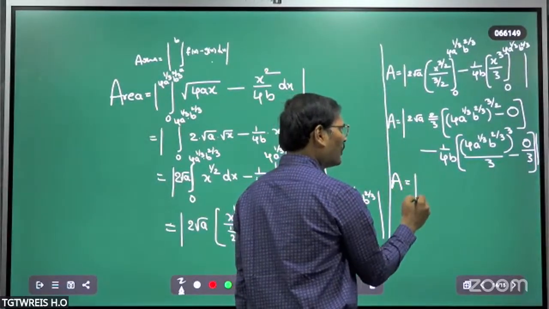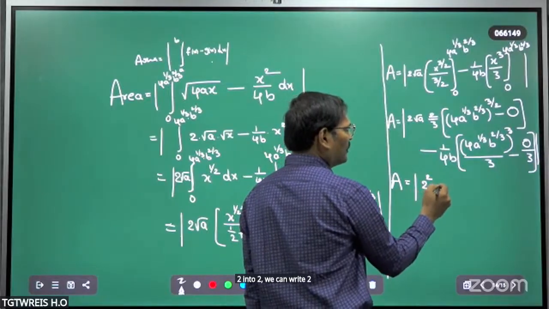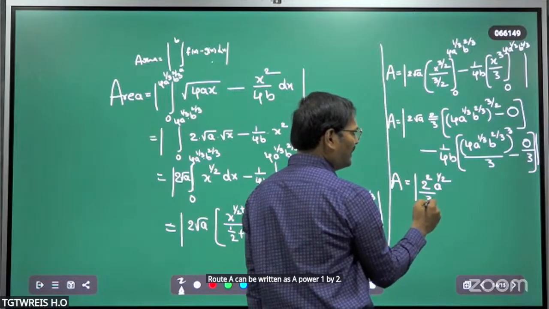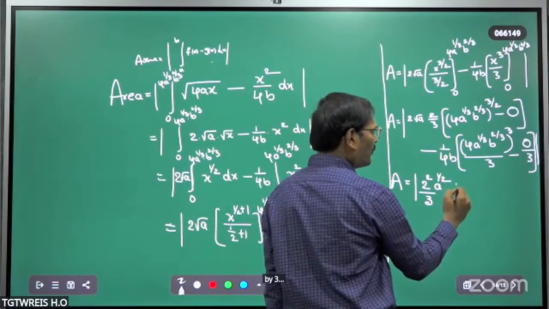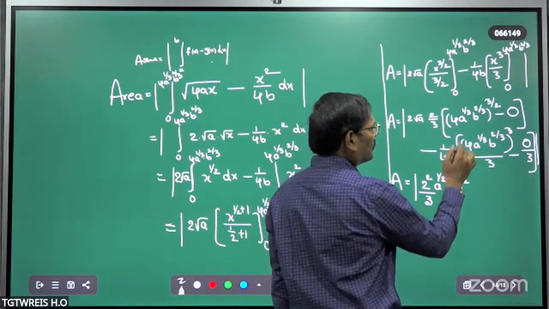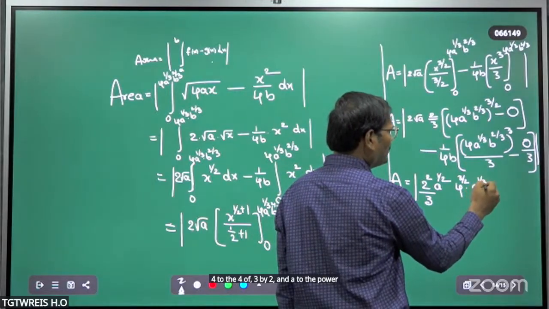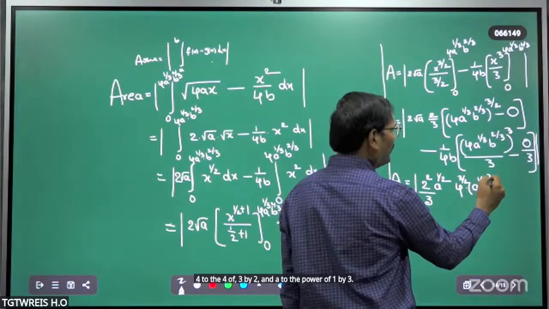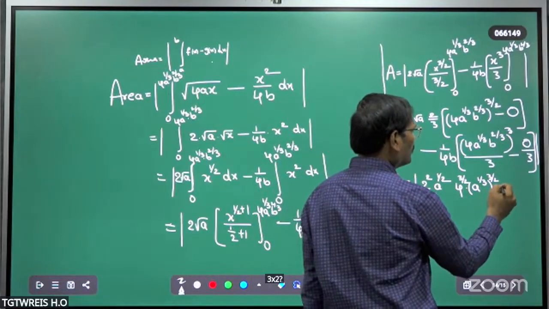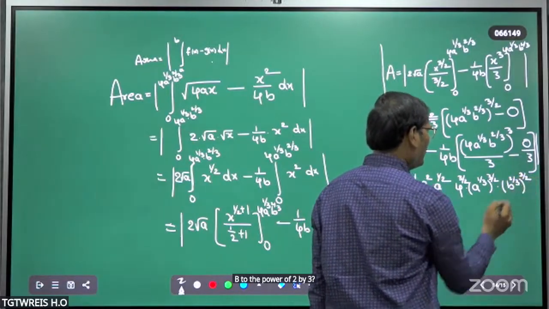A equal to mod of 2 into 2, we can write 2 square. Root a can be written as a power 1 by 2, 4 to the power of 3 by 2, and a to the power of 1 by 3 whole power 3 by 2, b to the power of 2 by 3 whole power 3 by 2.